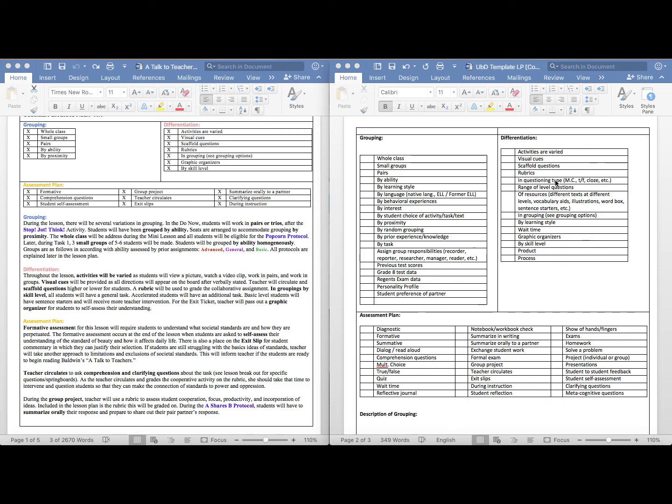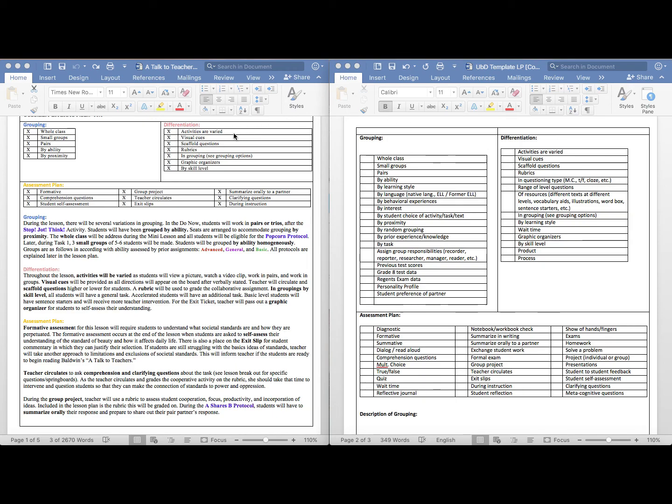By all means, this is not the complete list of everything possible. You can always add in differentiated activities, but the Danielson Lesson Plan does give you some examples that you can use: varied activities, visual clues, scaffolded questions, rubrics, question types, levels of questions, resources with different texts and vocabulary lists, the learning style that you cater to, graphic organizers. So really be mindful about how your classroom looks. Imagine, as you do your lesson plan, the visual representation of your classroom and what differentiation you imagine taking place.